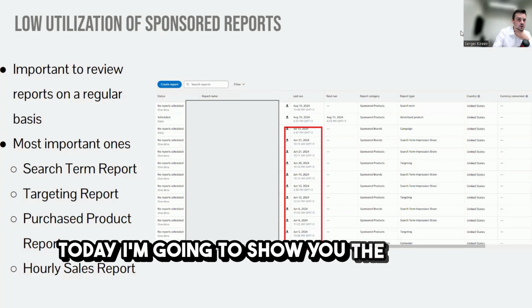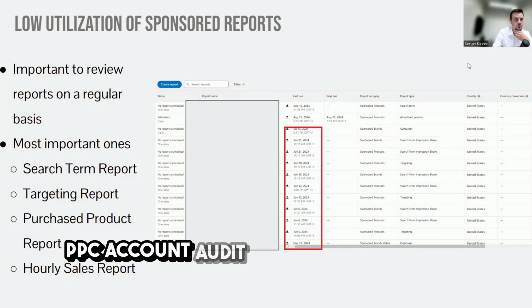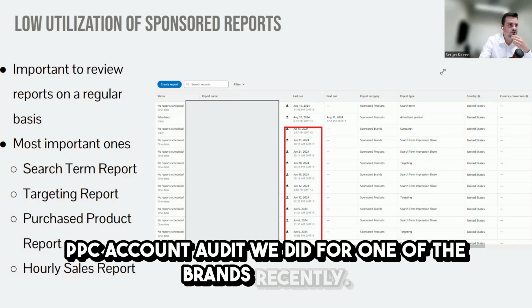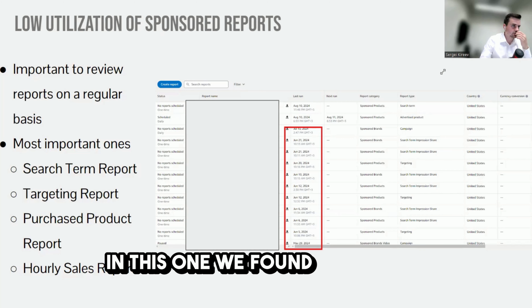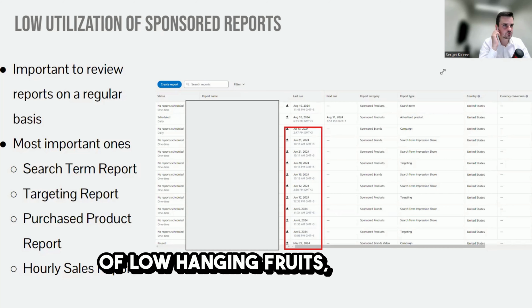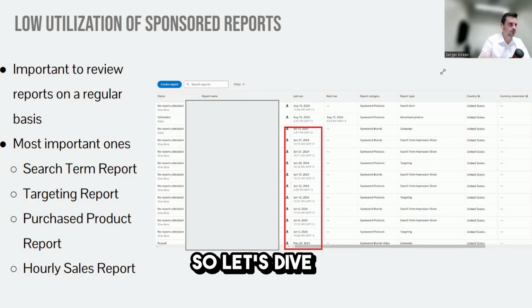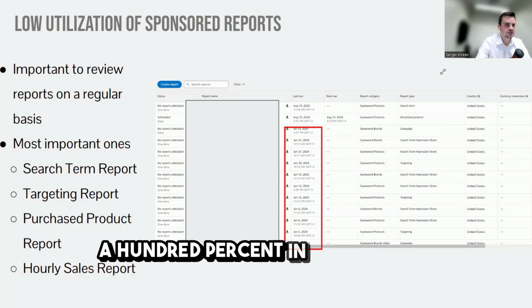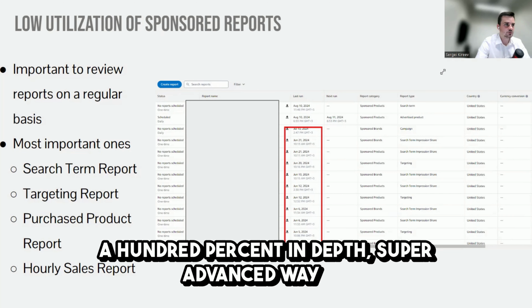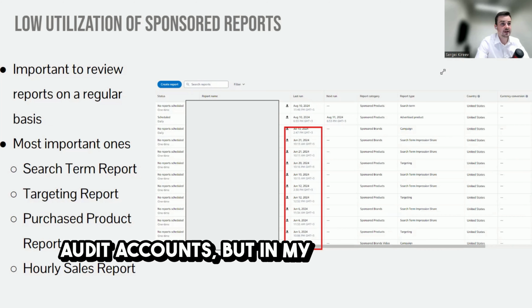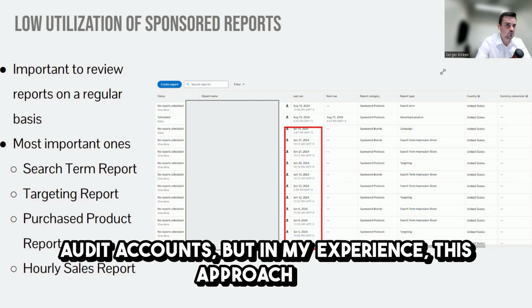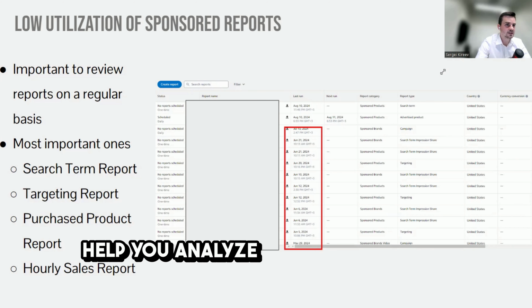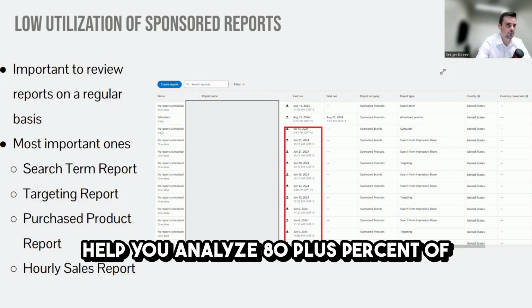Today, I'm going to show you an example of the PPC account audit we did for one of the brands recently. In this one, we found quite a lot of low-hanging fruit, so to say. So let's dive in. This specific audit is a 100% in-depth, super advanced way to audit accounts. But in my experience, this approach can help you analyze 80+% of accounts.